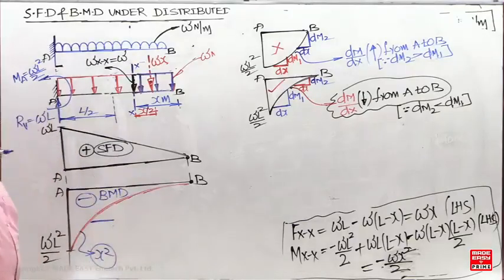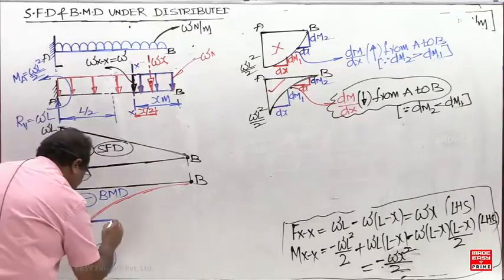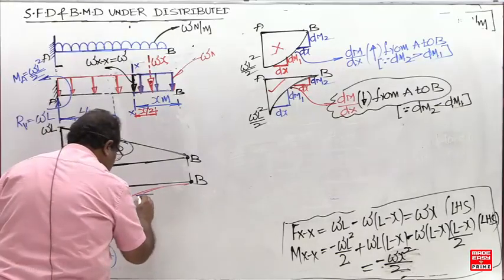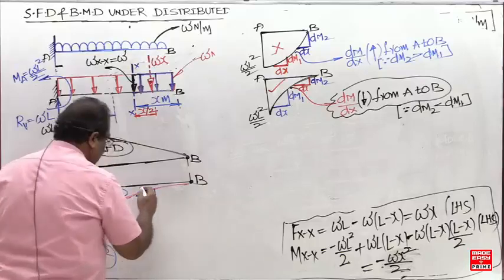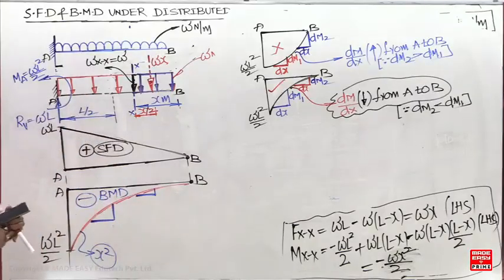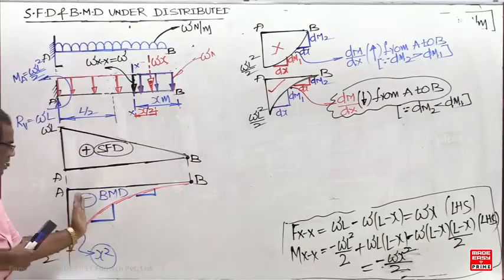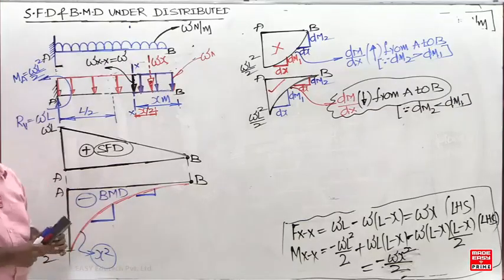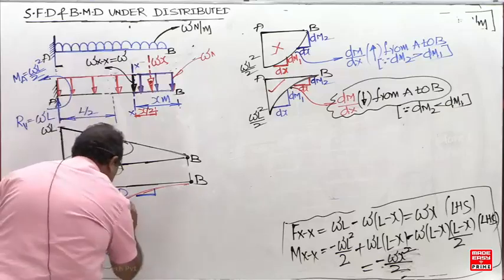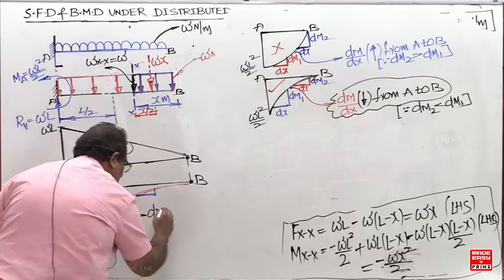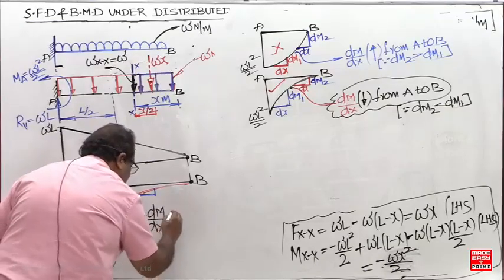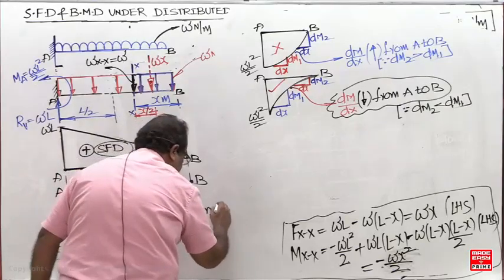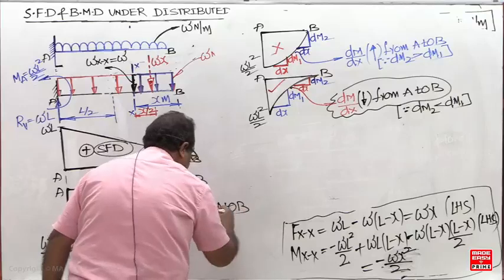But every time you need not write down dx, dm; simply draw one horizontal line and one vertical line. Keep the x coordinate same. For the same x coordinate, left to right, what happened? The y coordinate is decreasing. Therefore, it is called what? dm by dx decreasing from A to B.